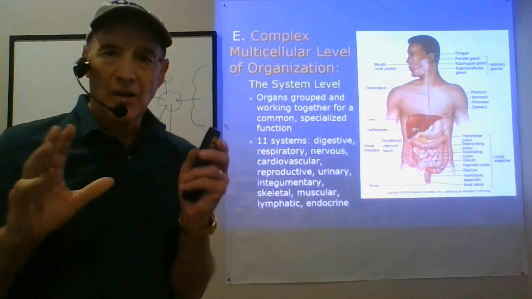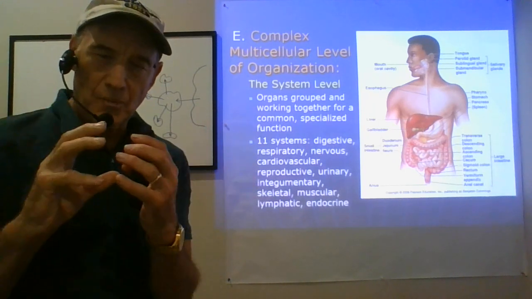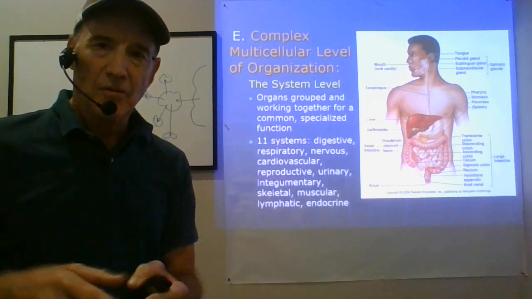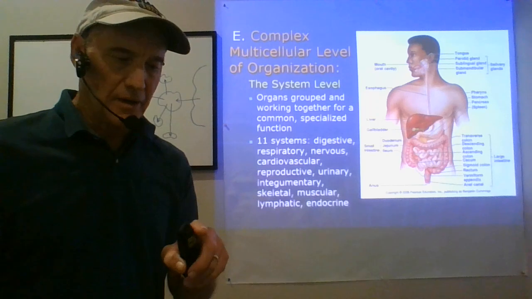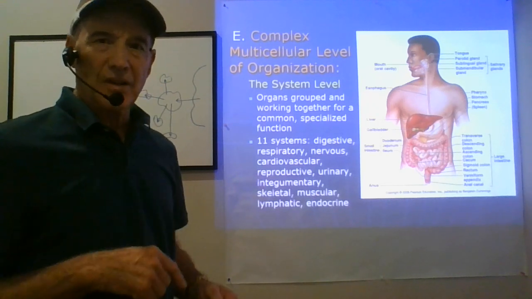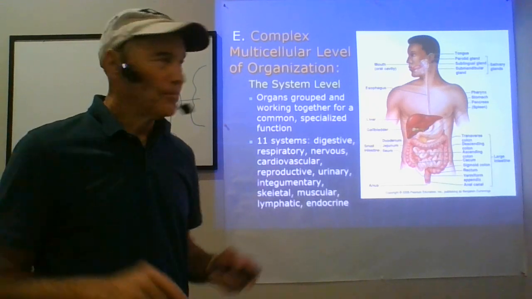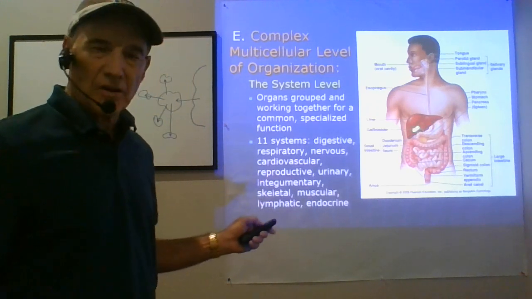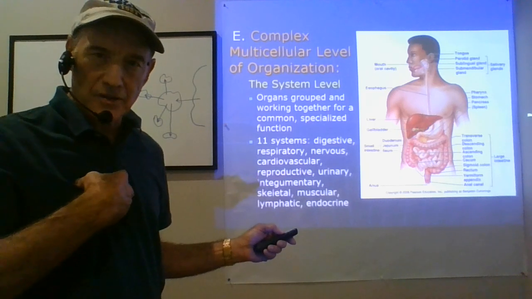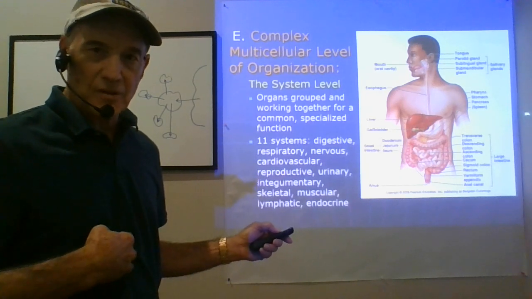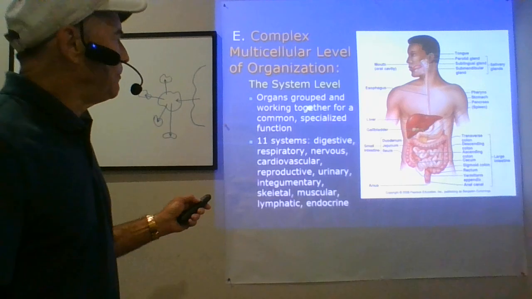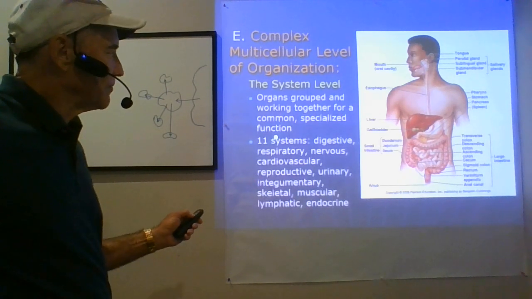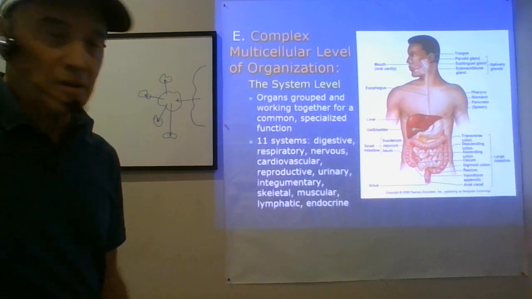Then if and when organs are grouped for one big common function, they're all working together for a common function, say like digestion, then you have a system, an organ system. Here's a digestive system. It's a group of organs working together for a common function, digestion and assimilation, absorption. Organs grouped and working together for a common specialized function. 11 systems in a human.